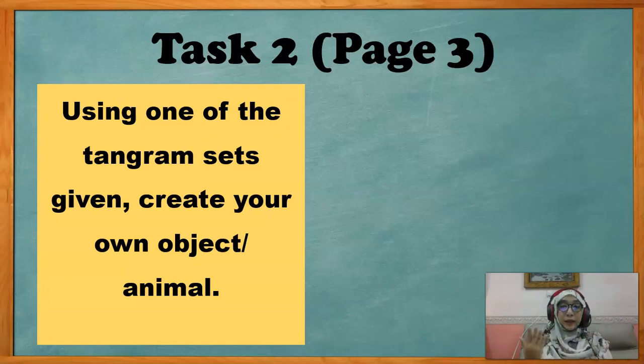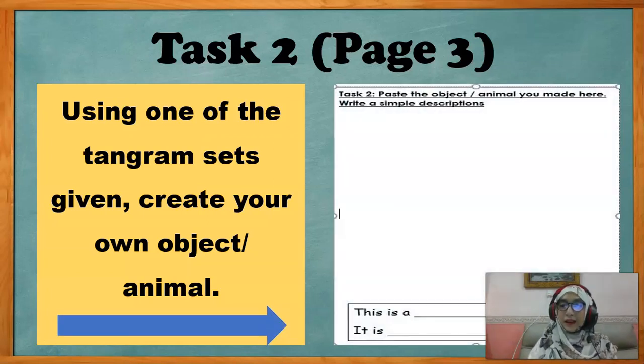You can use the internet as a reference if you have some troubles, or you can also use your imagination or creativity to make your object or animal. Again, the same as before. For the second set of tangram, number one, you have to color. Number two, you have to cut. And number three, make your own shape of object or animal. And finally, you have to paste it in your module.